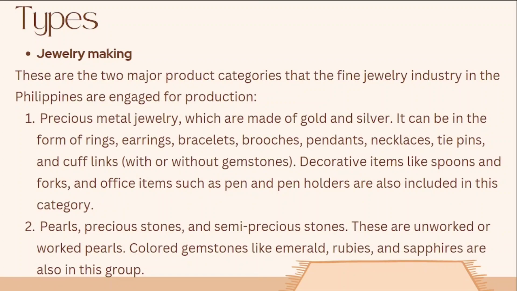It can be in the form of rings, earrings, bracelets, brooches, pendants, necklaces, tie pins, and cufflinks, with or without gemstones. Decorative items like spoons and forks and office items such as pens and pen holders are also included in this category. Number 2, pearls, precious stones, and semi-precious stones. These are unworked or worked pearls. Colored gemstones like emerald, rubies, and sapphires are also in this group.